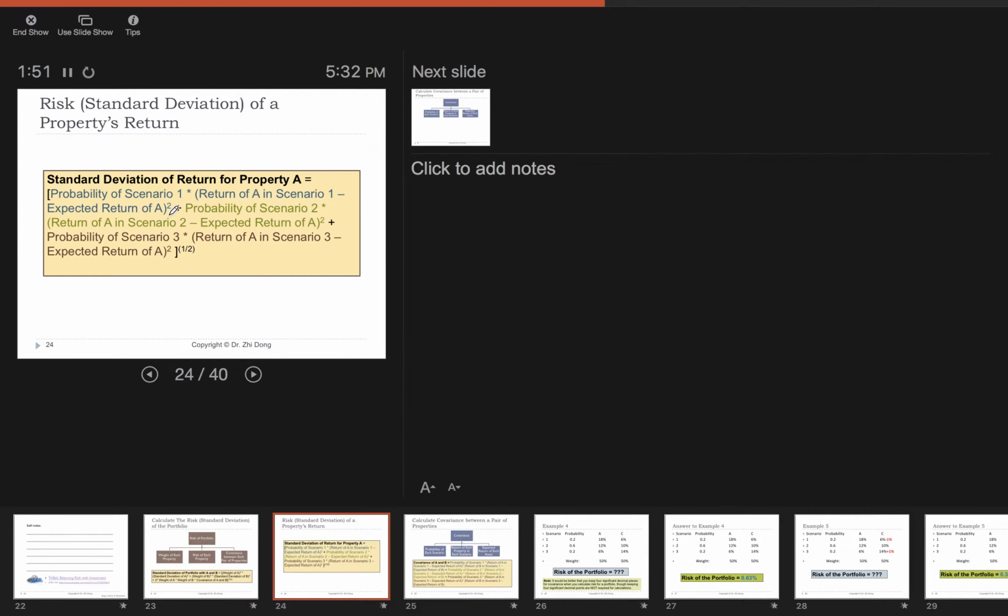Under market scenario 1, we need the probability under scenario 1, times the overall term in these parentheses, which is the deviation of property A's return under the first scenario from the expected return of this property. This deviation captures the spread of potential return of this property that could differ from investors' overall expected return on this property.